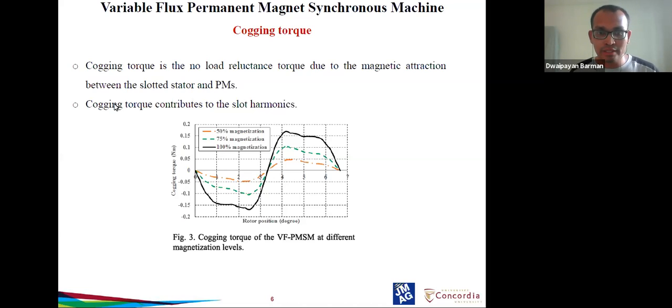In figure 3, we can see as the magnetization level increases, the cogging torque also increases, because cogging torque is a function of magnetic flux density, and as the magnetization level increases, flux density in the air gap also increases, and hence the cogging torque increases with the higher magnetization level, as shown in figure 3.